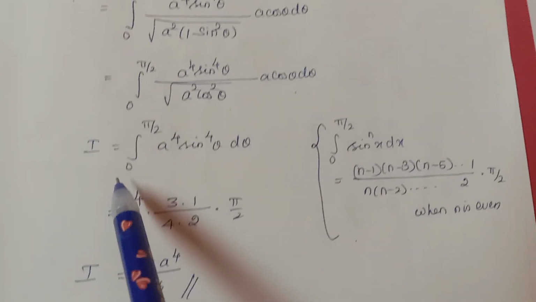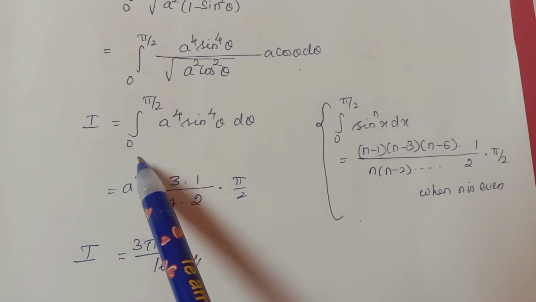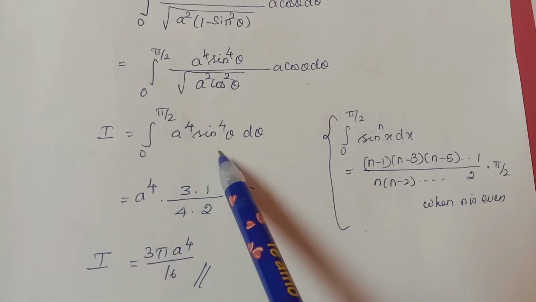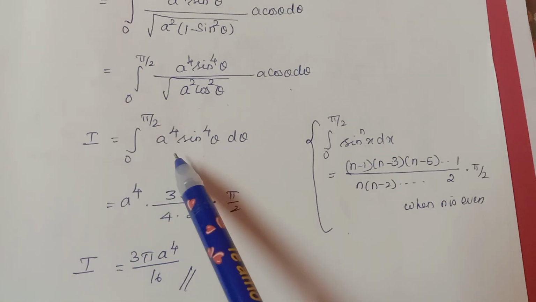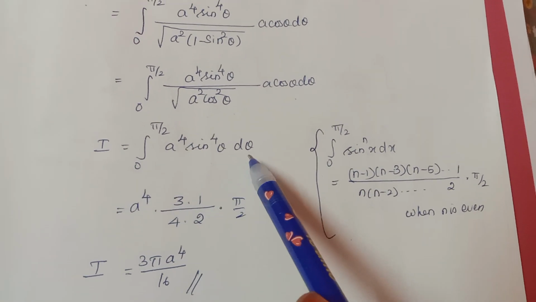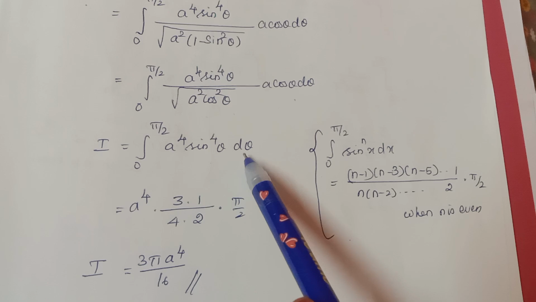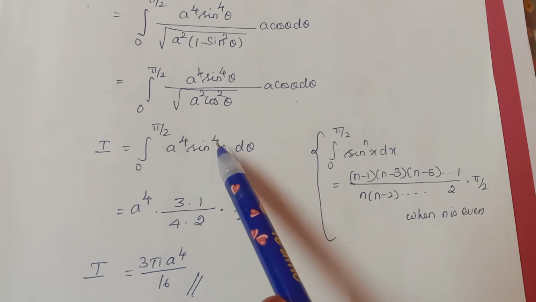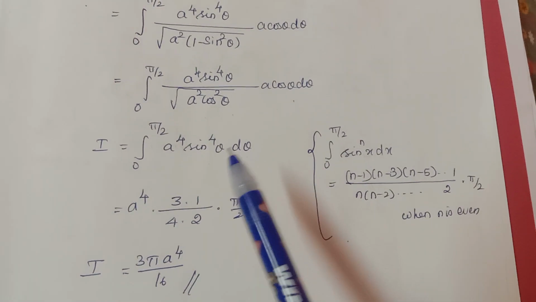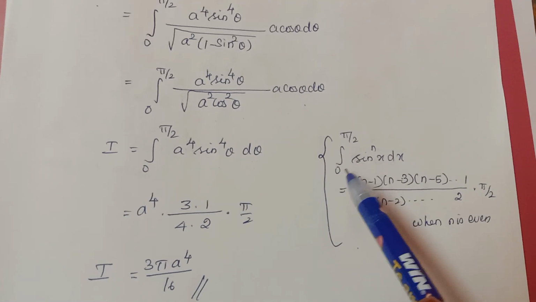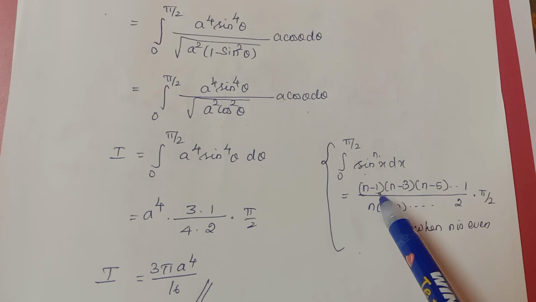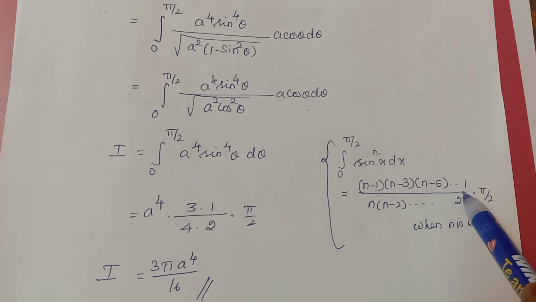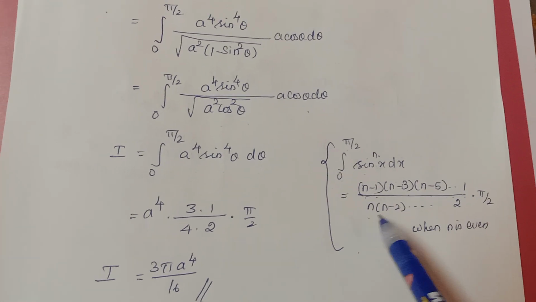So finally you are getting I is equal to integral 0 to pi by 2 a power 4 sine power 4 theta d theta. So you take a power 4 outside. So this is the integration of sine power 4 theta d theta. For this I am going to apply the reduction formula. So here n equal to 4. 4 means what? Even number. So for the integration from 0 to pi by 2 of sine power n x dx is equal to (n minus 1)(n minus 3)(n minus 5) etc. up to 1 by n(n minus 2) etc.